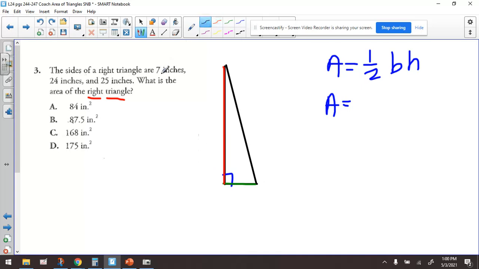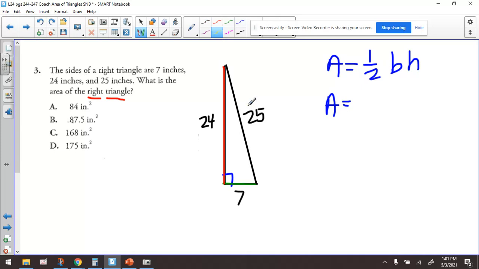We know that 7 is one of the dimensions that's probably going to represent this green line. 24 is one of the dimensions that's probably going to be this line right here. And the longest dimension, this is the longest out of all the other numbers, so we would have to conclude that that's the hypotenuse. Now, we don't need that number in the formula for area because it's not perpendicular to anything.